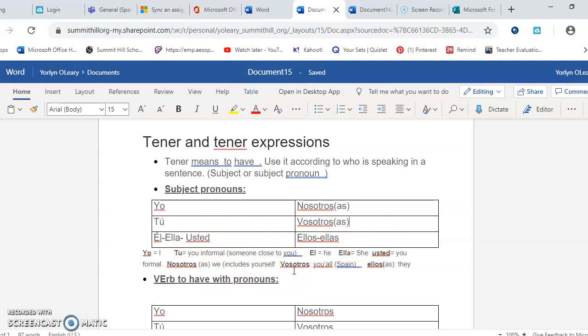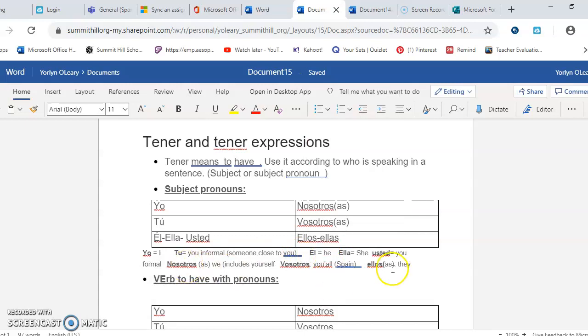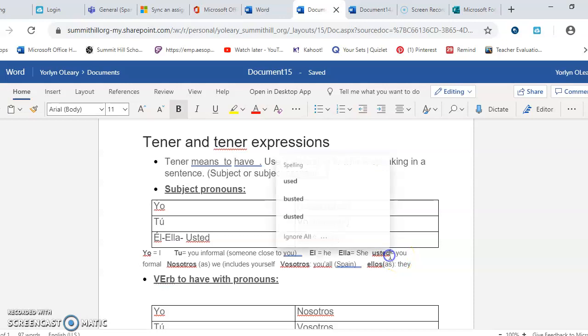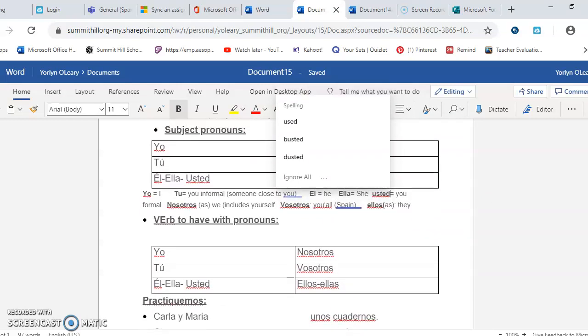Just in the case if you guys forgot, just remember the tú is you and is informal, and you use it when the person is close to you. It could be a friend when you're referring to a friend. However, we have the usted, which means you formal, and you are only using it when you are talking to someone that is older than you and when you're referring to that person.